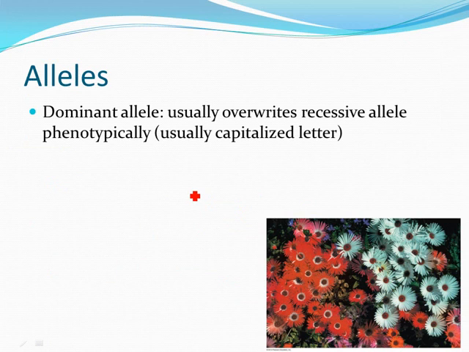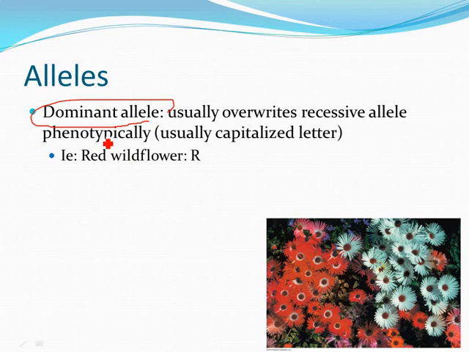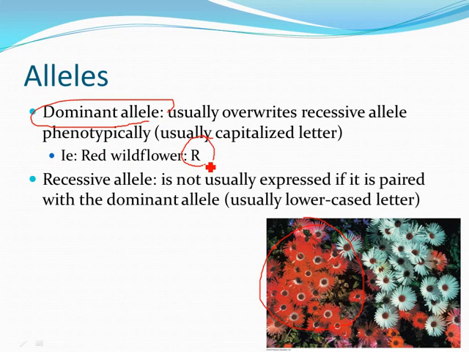A dominant allele usually overrides a recessive allele phenotypically, and we usually write a dominant allele as a capital letter. For example, for these red wildflowers, we're going to use the capitalized R here. Recessive alleles are usually not expressed; the dominant allele will express itself over the recessive allele, and the recessive allele is usually a lowercase letter. So for the white wildflowers, this is a lowercase r.